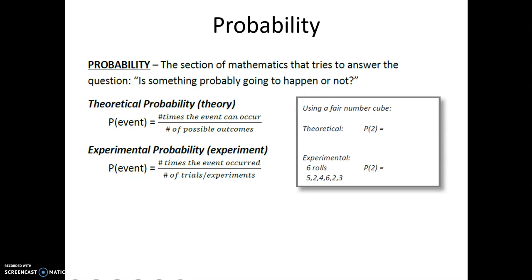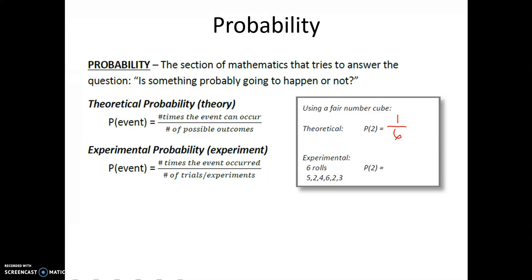So using a fair number cube, meaning a 6-sided cube. So numbers 1, 2, 3, 4, 5, and 6 are the possibilities. And so in theoretical, it's saying P, so the probability of rolling a 2. And so you only have one 2 on a 6-sided cube, and then the number of possible outcomes, and there are 6 outcomes. So you have 1 out of 6 chance is your theoretical probability.